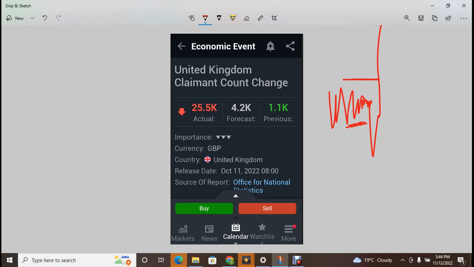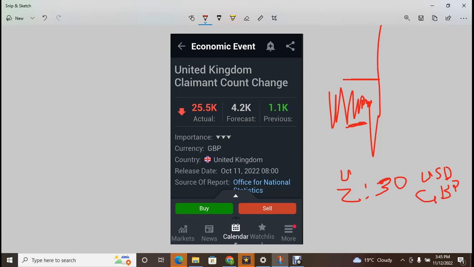Let's say you are trading the half past 2 session. News event, and at half past 2 let's say you have a USD event, and you have a GBP event. Just an example.